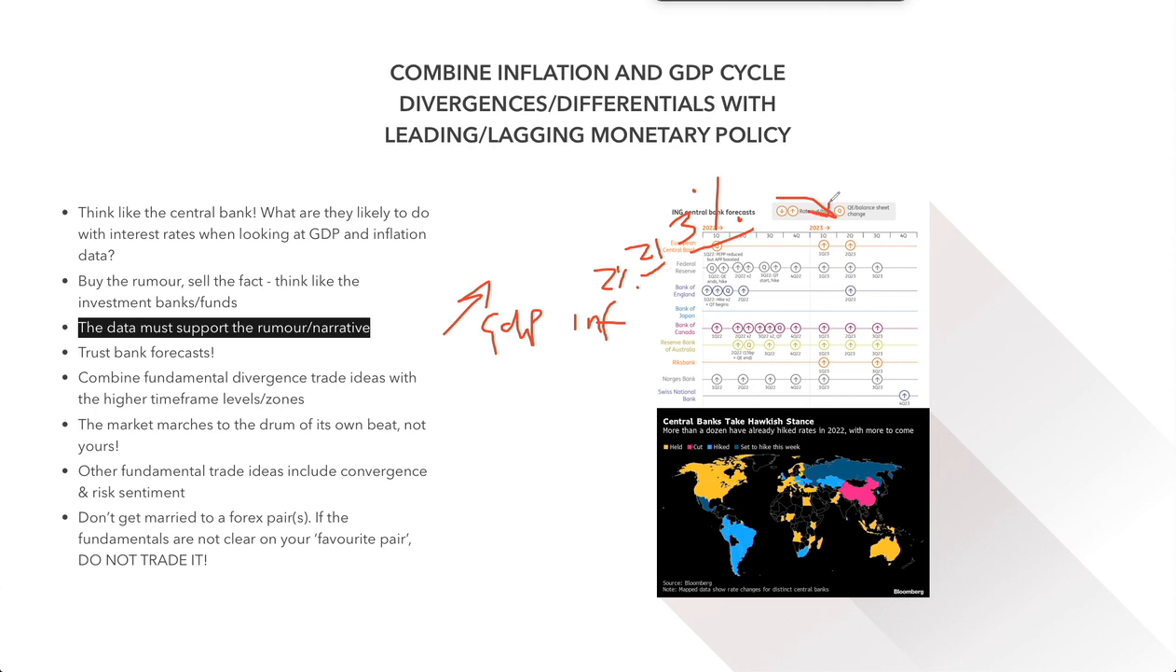Now, if the next reading is maybe 2.8%, it doesn't support the narrative that they're going to hike rates, because they think there's a 2% target that they're mandated to achieve, and this may be the start of inflation coming back down towards that target. So the data has to support the narrative. You can't just start buying or selling willy-nilly. You know what I mean? There has to be legs to the rumor, supporting evidence for the rumor.